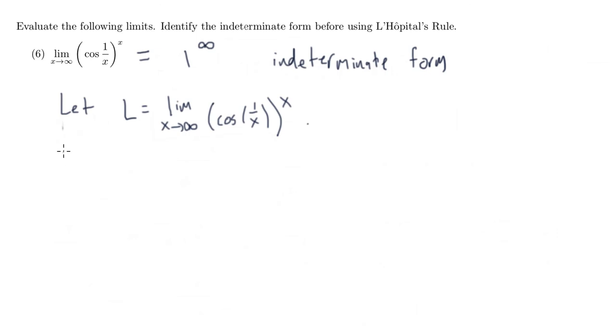So in this case, natural log of L is, I'm actually going to skip a step. Recall again that I'm just using the fact that the natural log is a continuous function to say that this is the limit of x times natural log of cosine 1 over x.